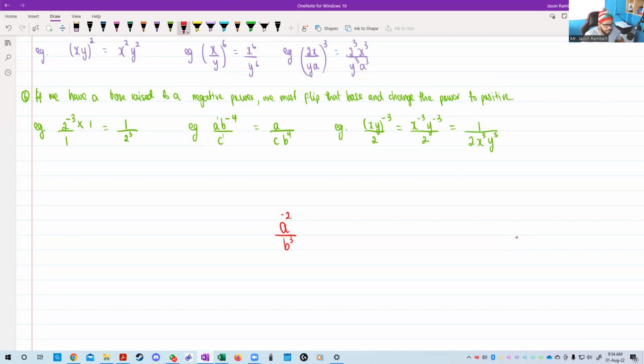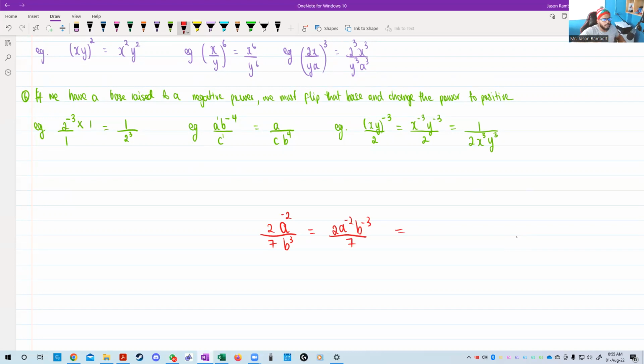Let me extend this here: 2a to the -2 over 4b cubed. Let me say I move the b cubed and bring it on top. Let me put 7 here. I move the b cubed and put it on top. This becomes 2a to the -2, b to the -3, all over 7. As long as I move a term from numerator to denominator or denominator to numerator, change the sign on the power.